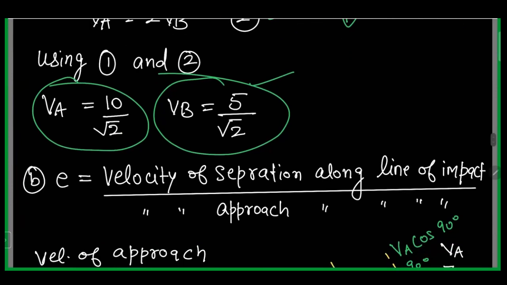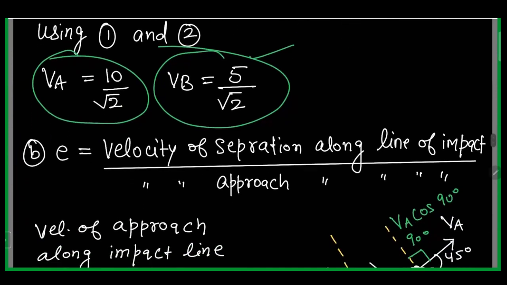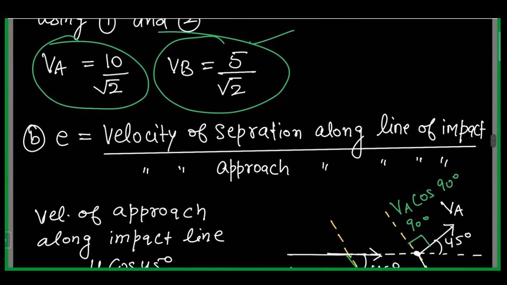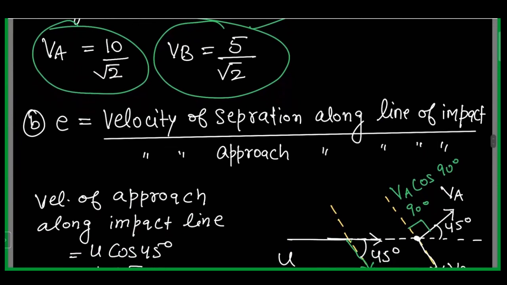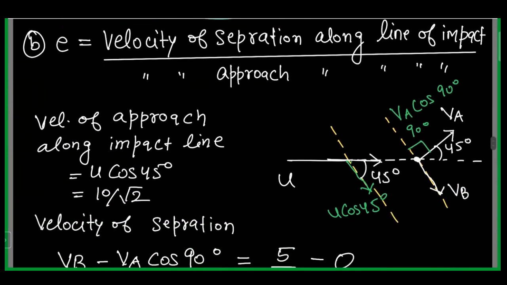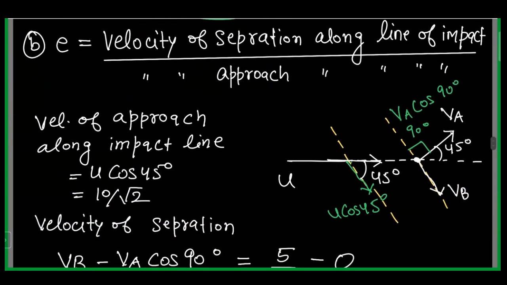The second question is actually much more interesting than the first question. What is the coefficient of restitution? I again want to repeat the definition of coefficient of restitution. It is the velocity of separation along the line of impact divided by the velocity of approach along the line of impact. Okay. So let's first see the approach velocity.